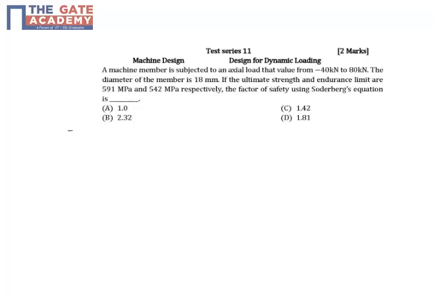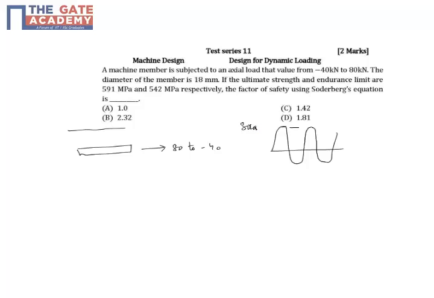Let's discuss a question. This is a question on fatigue. You have a machine member where the axial load you vary from 80 to minus 40. So 80 to minus 40 is something which you're varying and it is going like this. So this is 80, okay, and this is minus 40.